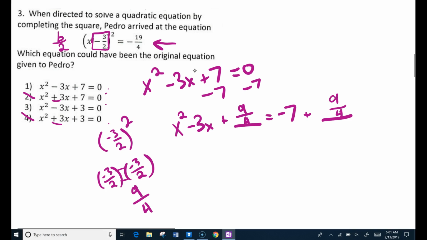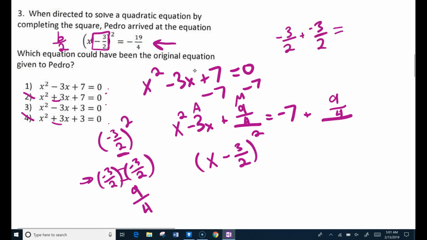Now for the left side, you can think about how to factor this, but you know that it has to be that b over 2 to begin with. And you could check yourself by saying, I know they need to add to negative 3 and multiply to 9/4. Well, I already know that they multiply to 9/4 here, but just to double check that they add to negative 3, when I'm adding fractions with common denominators, I keep the denominator and I add the numerators. So negative 3 plus negative 3 is negative 6, and negative 6 divided by 2 is negative 3.